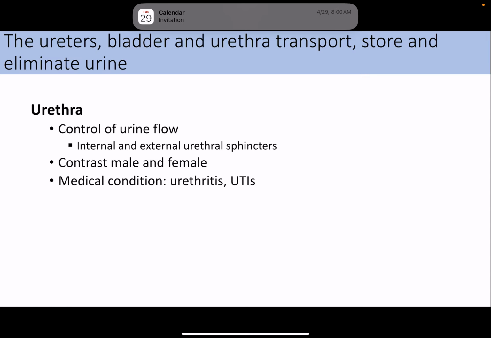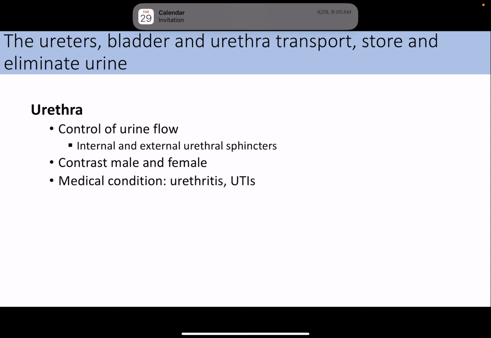So the urethra is going to control urine flow. Just like with the digestive system and the anus, we do have internal and external urethral sphincters. The internal one is controlled by your autonomic nervous system. That's going to give you the urge to want to go. And then the external is going to be controlled by your somatic. It's going to be skeletal muscle that you control on your own.